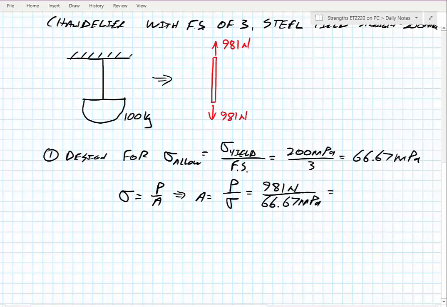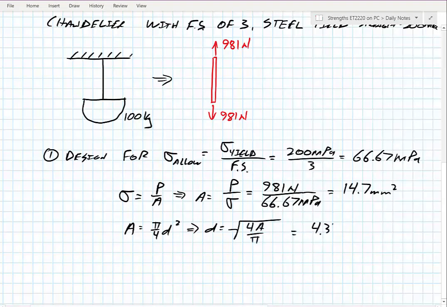You can check your units, but like we said last time, if you're working in newtons and megapascals, you end up with a unit of millimeters squared. This one's area, so it's 14.7 millimeters squared. And then the next step: we know the area of a circle is equal to pi over 4 d squared. So from that, my diameter must be equal to the square root of 4 times area over pi. Plugging in that area, I end up with 4.33 millimeters.